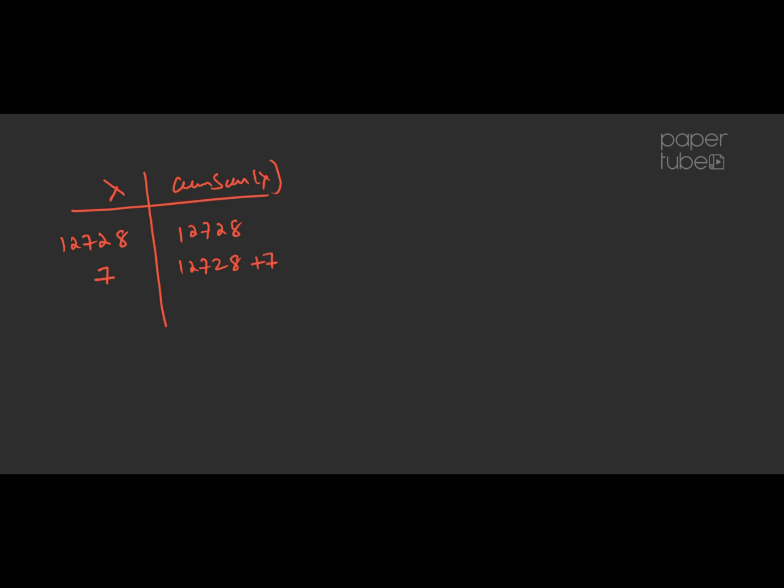So let's create a table of lambda. The first lambda is 1278, and the second eigenvalue is 7. So you have to take the cumulative sum of the lambda values: 1278, and here 1278 plus 7. And then the next column should be the cumulative sum of lambda values divided by the sum of the lambda values.